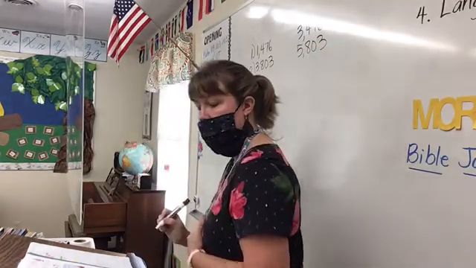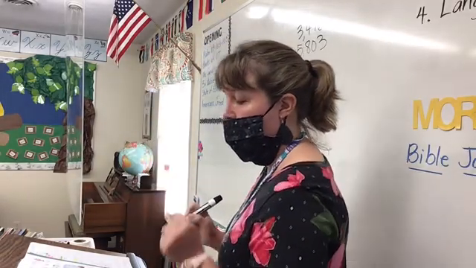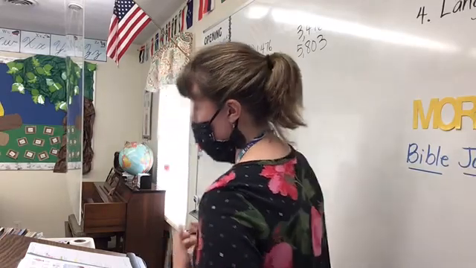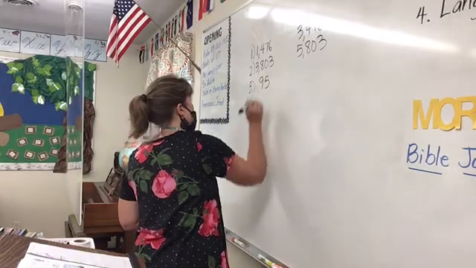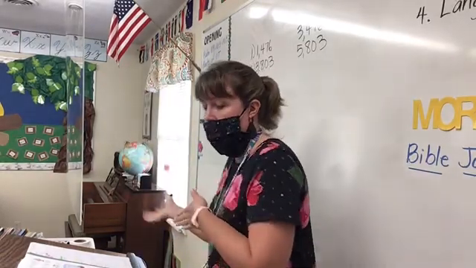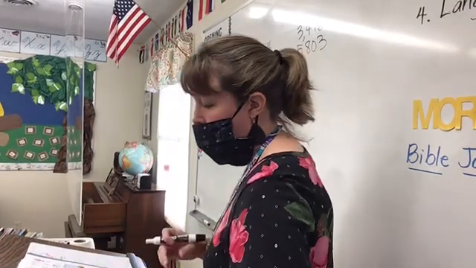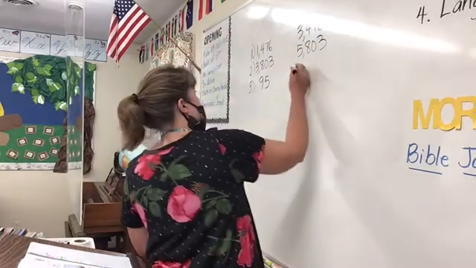Number 3, 1,095. Jacob, what's 1,000 less? 95. Good. Very good. 95. If you have 1,095 and you take 1,000 away, all you have left is 95. And then 1,000 more, Nicholas. 2,095. Good.